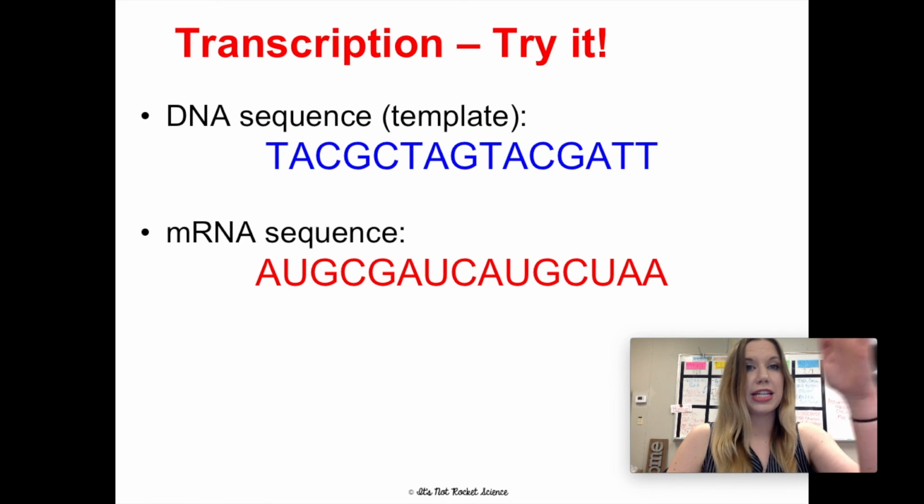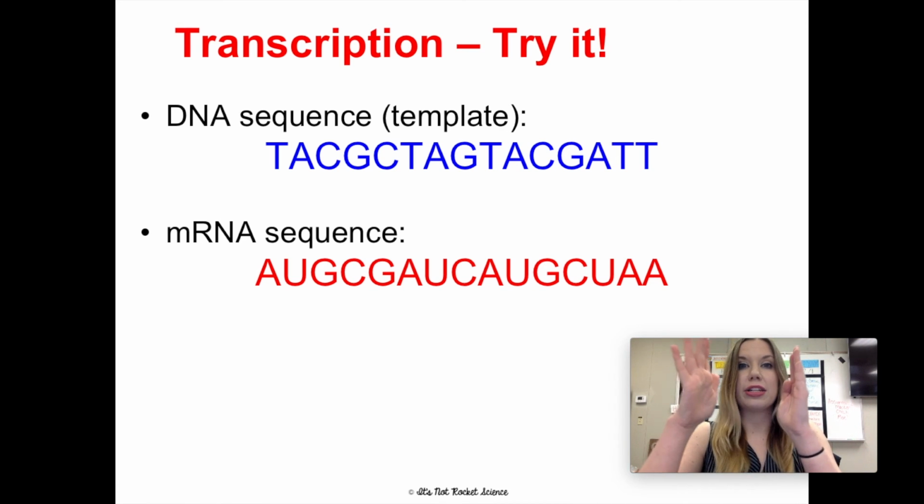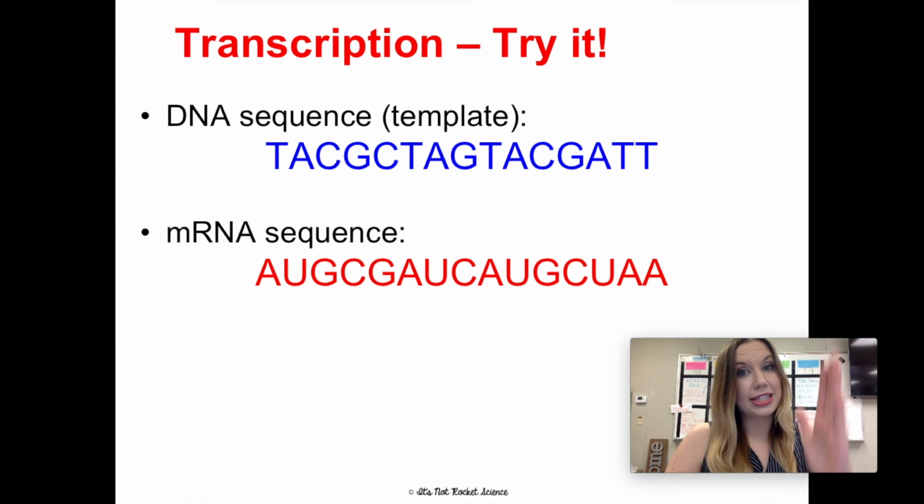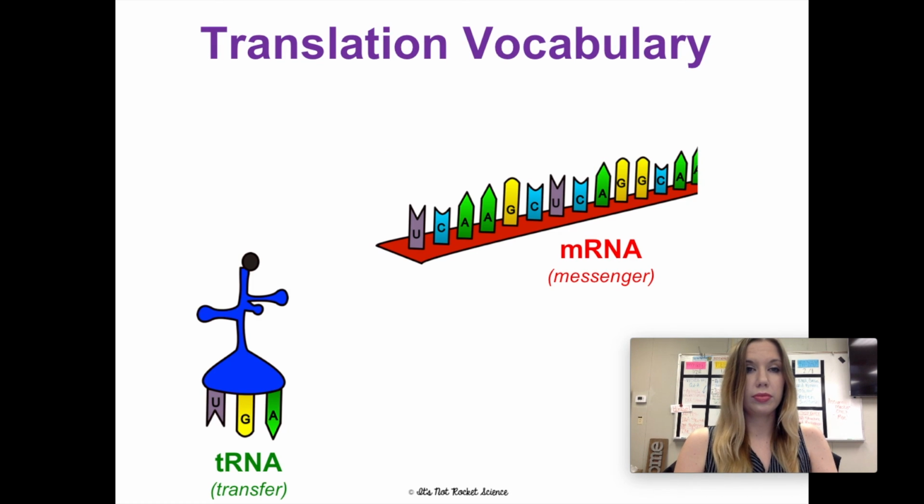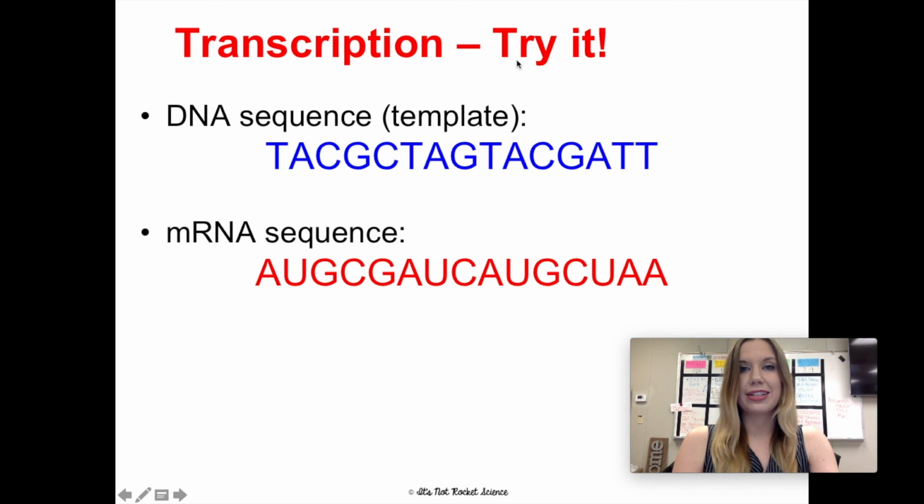We're just copying the DNA on that one side, the RNA is on the right. Okay, so we're going to see T's on the left, but we're not going to see T's on the right. We're going to see U's. Okay, all right. That concludes the transcription section of protein synthesis.